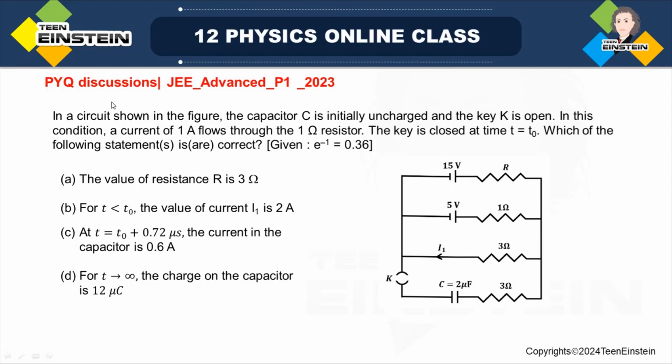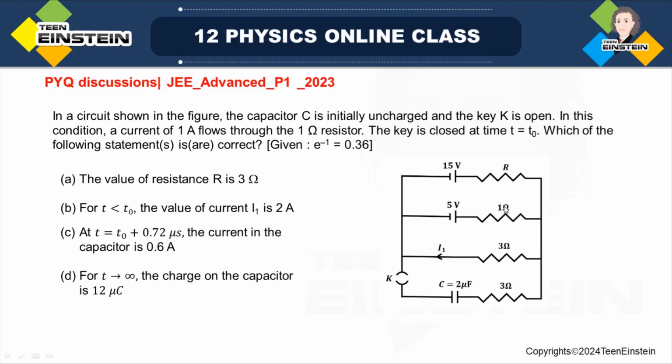Hello students, welcome to the PYQ discussions on JEE Advanced papers. Here I have got a problem from JEE Advanced Paper 1, 2023. In this problem it is said, in the circuit shown in the figure, the capacitor C is initially uncharged and the key K is open. You see this figure, this is the capacitor and this is the key. Initially the capacitor was uncharged and the K is open. In this condition, a current of 1 ampere flows through the 1 ohm resistor.